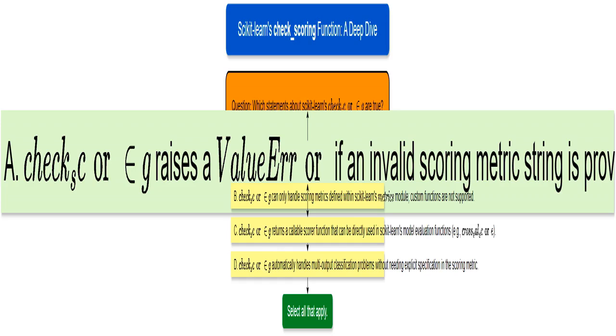If you give _check_scoring a scoring metric that doesn't exist, it will let you know by throwing a value error. It's like saying, hey, that's not a valid scoring method. This is false. I can use _check_scoring with my own custom scoring functions, as long as they're formatted correctly. It's not limited to just the built-in scikit-learn metrics.